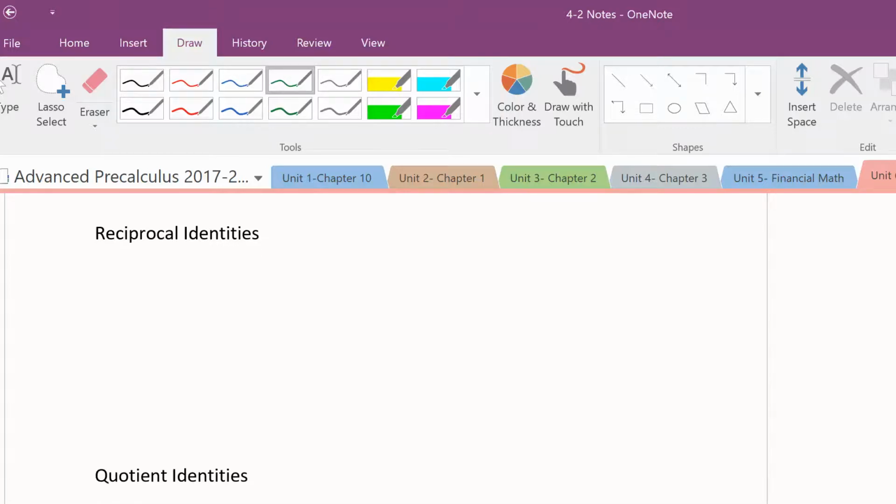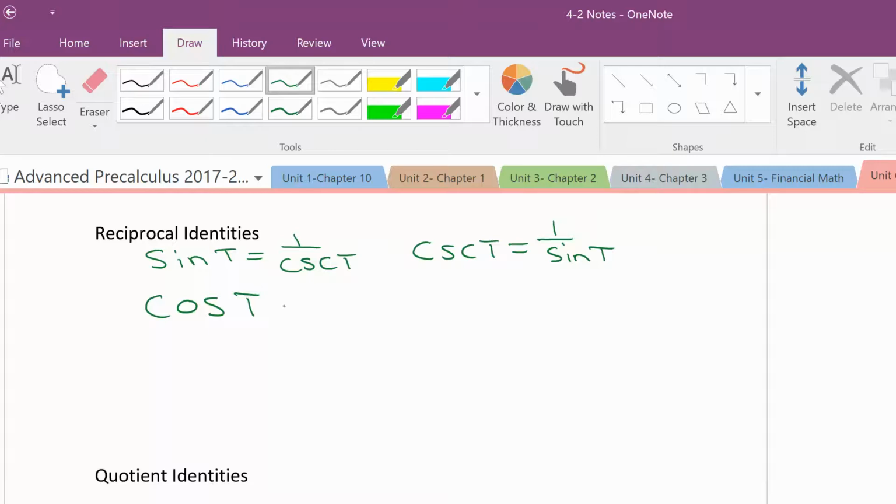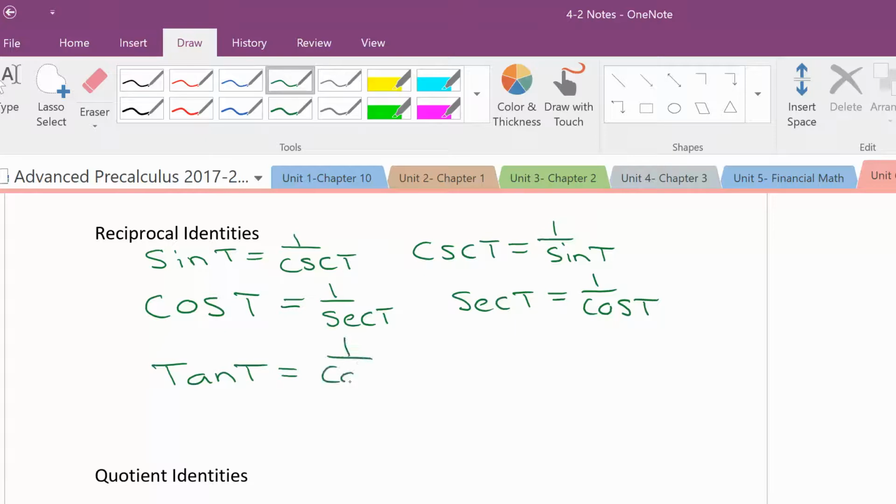Reciprocal identities. For example, the sine of t is equal to the reciprocal of the cosecant, and vice versa. The cosine of an angle is equal to the reciprocal of the secant, and the secant is the reciprocal of the cosine. The tangent is the reciprocal of the cotangent, and vice versa. The cotangent of the angle is the reciprocal of the tangent. Those are reciprocal identities.